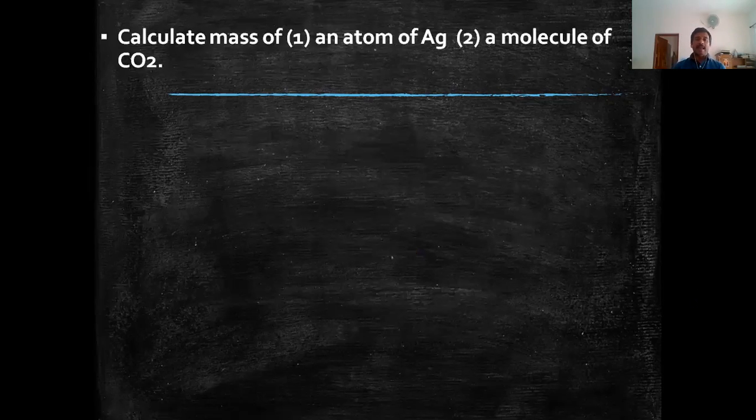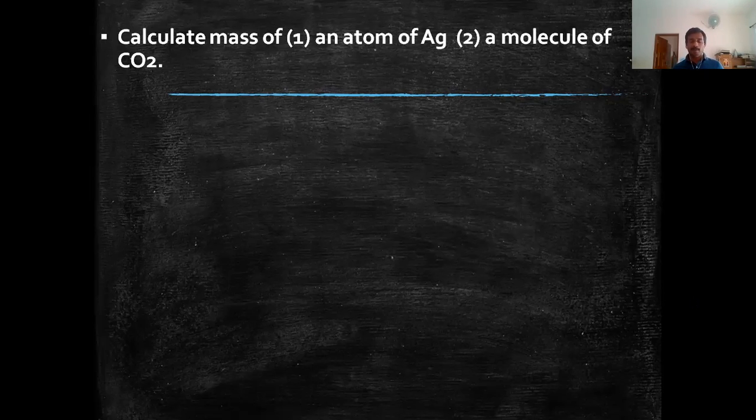First question, calculate the mass of an atom of silver. You are asked to calculate. So it is not possible to simply look into the periodic table and write down the answer as 108 units. You are asked to calculate the mass of one atom of silver, so you cannot write it simply as 108 units.